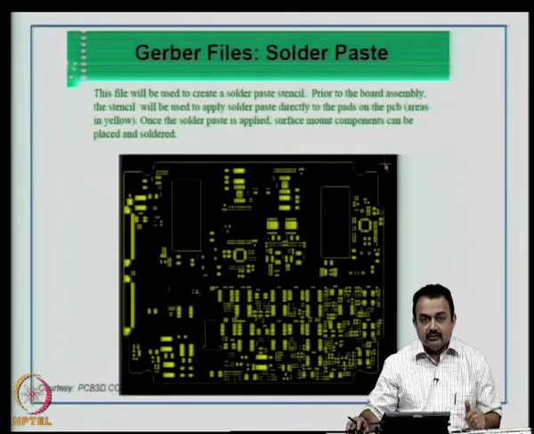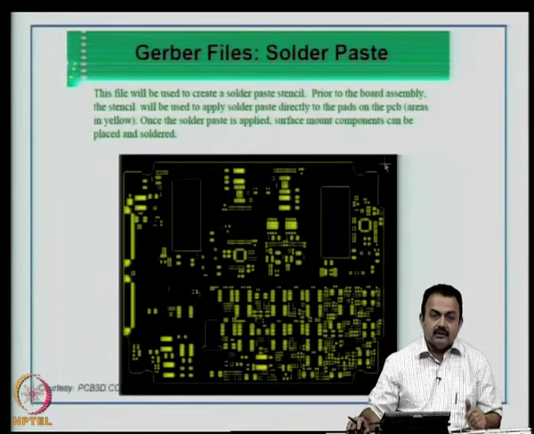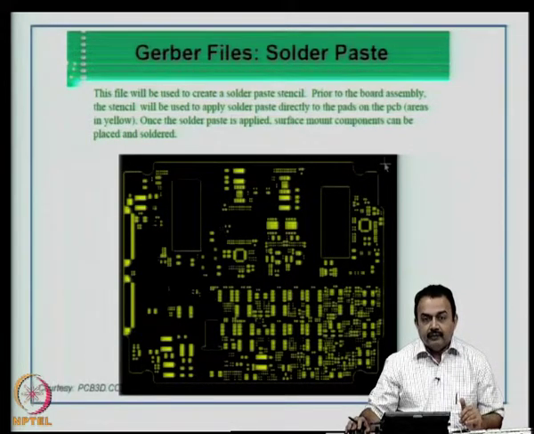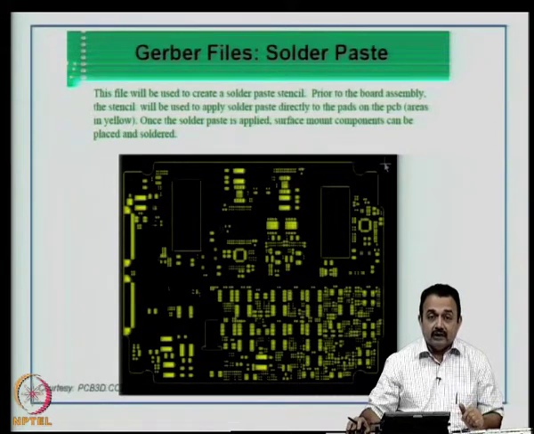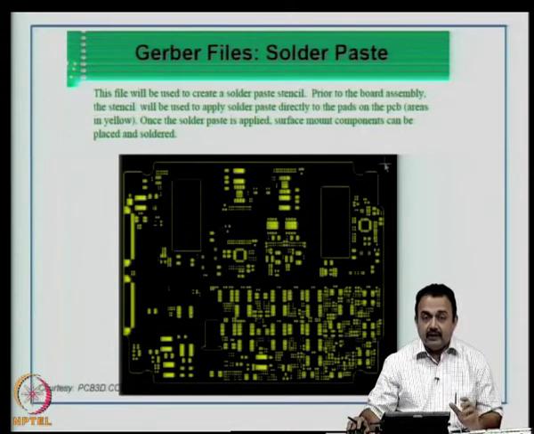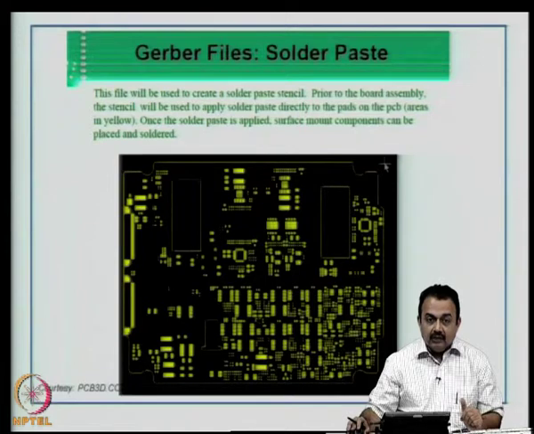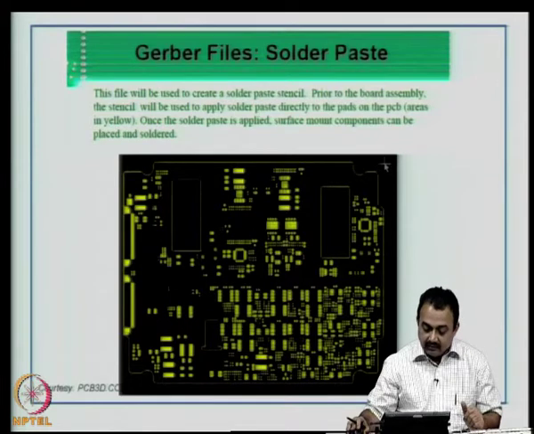This is the file that is used to create a solder paste mask Gerber file for solder paste printing. Solder paste printing is a methodology that will be used for mounting surface mount components after the board is complete. This is one of the methods for assembling surface mount components. We will get to know about this when we talk about surface mount technology, but it will be better to know that as a designer you can also create this solder paste Gerber file.